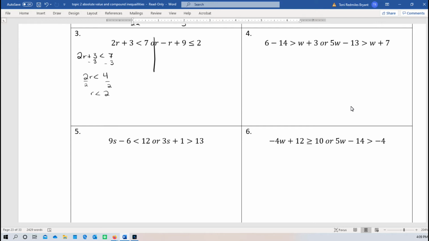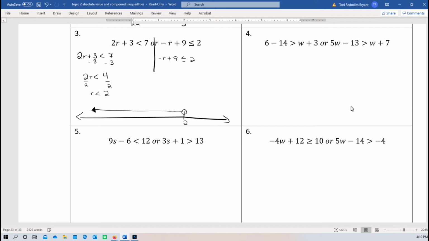And I'm going to go ahead and do this as we find it. So r is everything less than 2. So we must have a higher number over here. I probably should have scooted my 2 down. We'll figure it out.